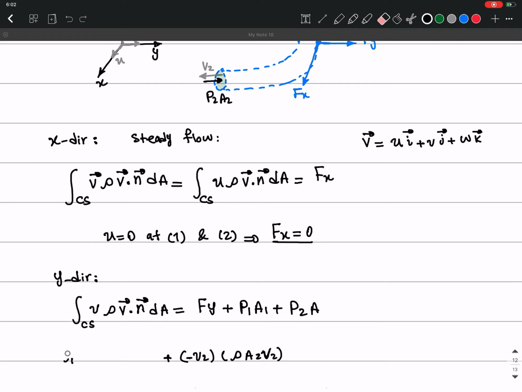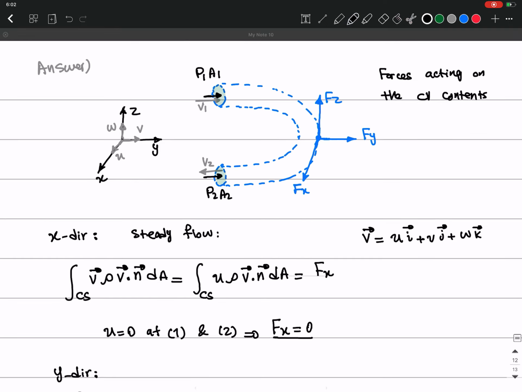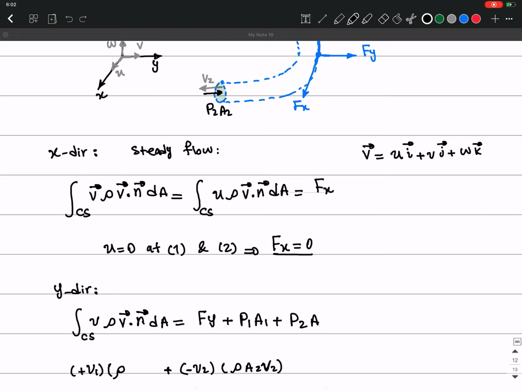Let me write it down here, plus V1. And then the second term, which is rho V dot n, how am I gonna evaluate that? So the rho is constant, so I just write it down. And V dot n, so V1 dot n, what is n here? N is in this direction, right? So they have an opposite sign. So V1 dot n should be negative. And I said again that because this is an inflow, V dot n should be negative for this one, okay? So here I have a negative sign here.